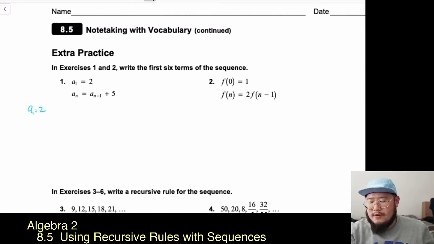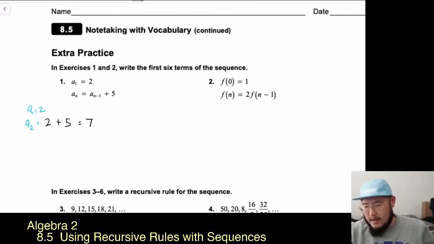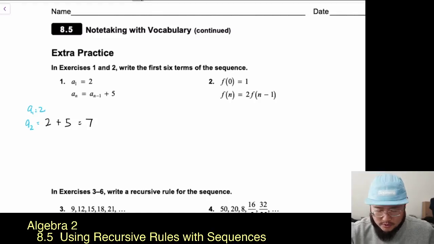Now in order to find the next term, a sub 2, according to this equation, we're going to take a sub n minus 1. So this a sub n minus 1 happens to be the first term, which is equal to 2. Plus 5. And so the second term is equal to 7. And it makes sense, right? You start with the first one, 2, add 5 to it, it's supposed to be 7. That's practicing and understanding this recursive rule.